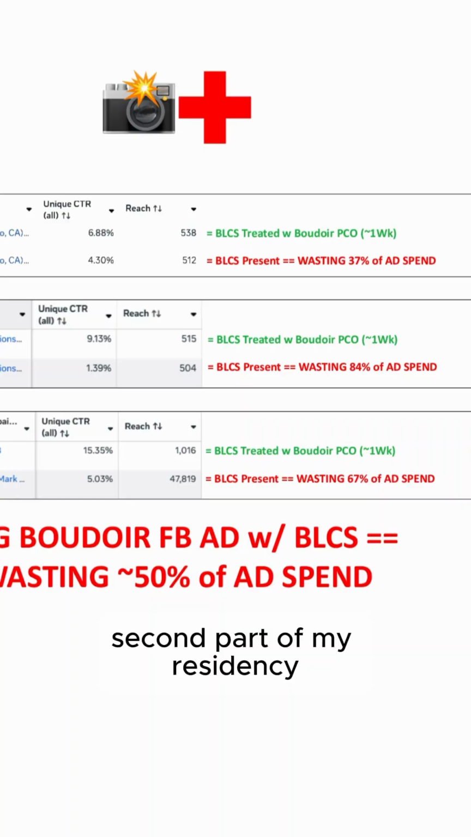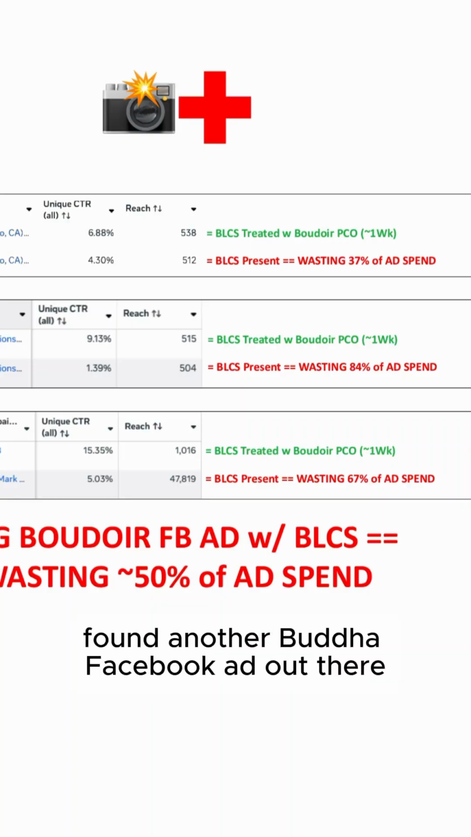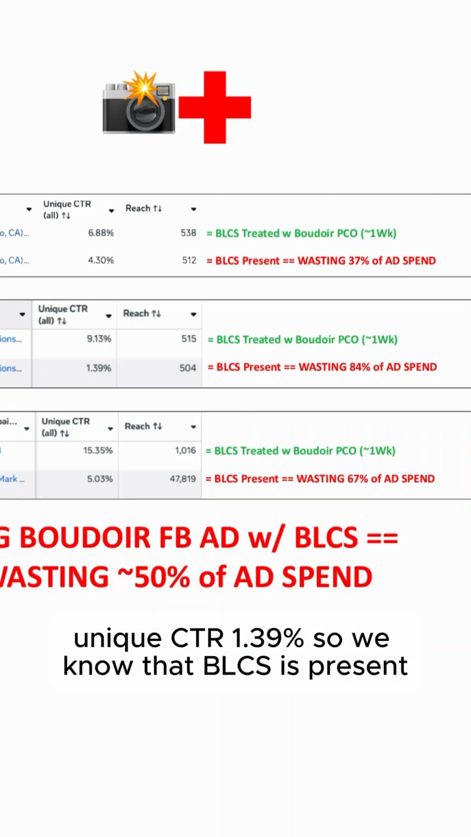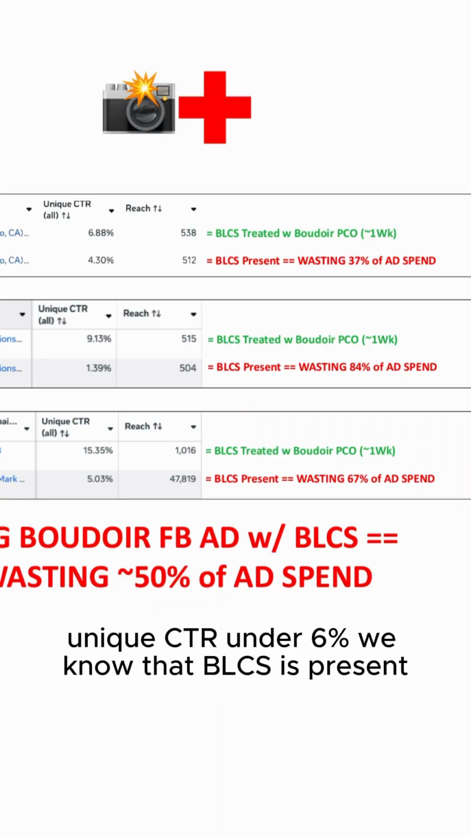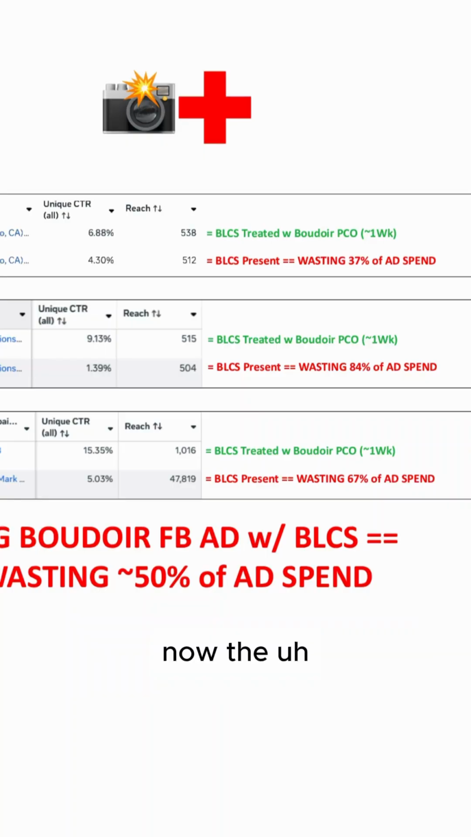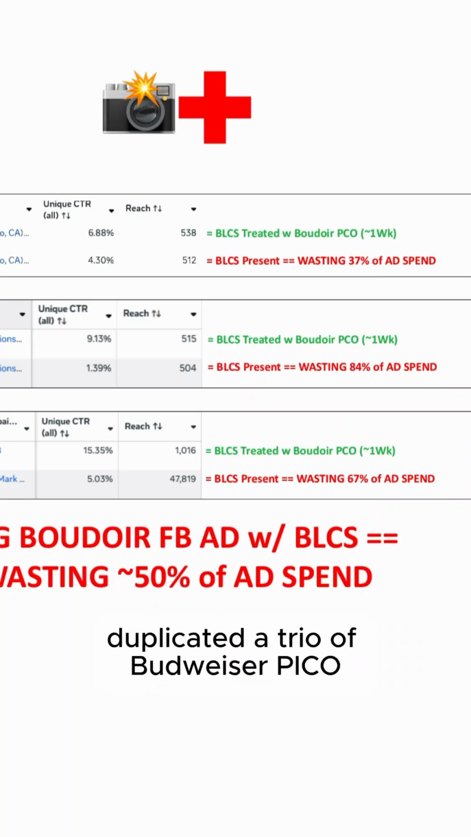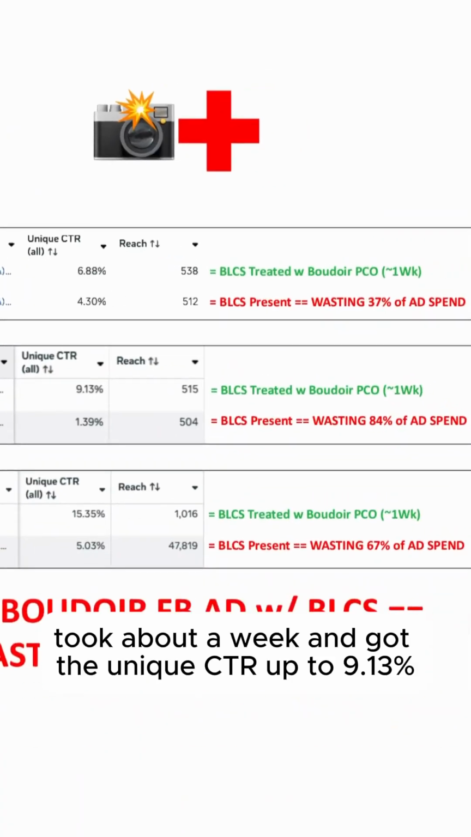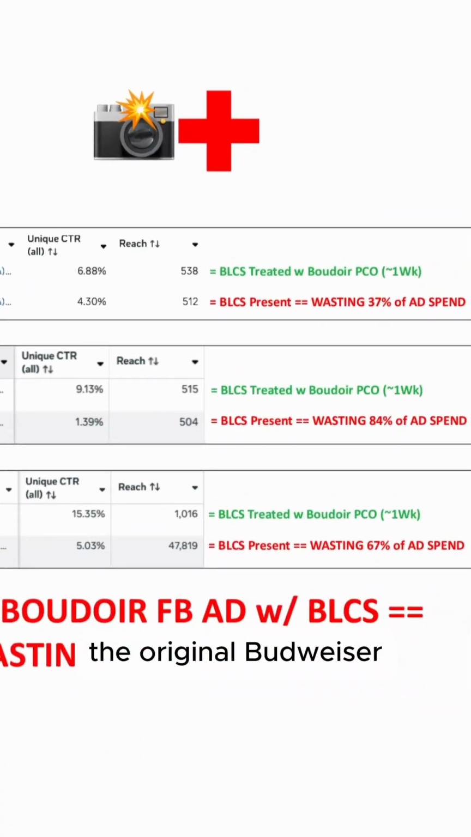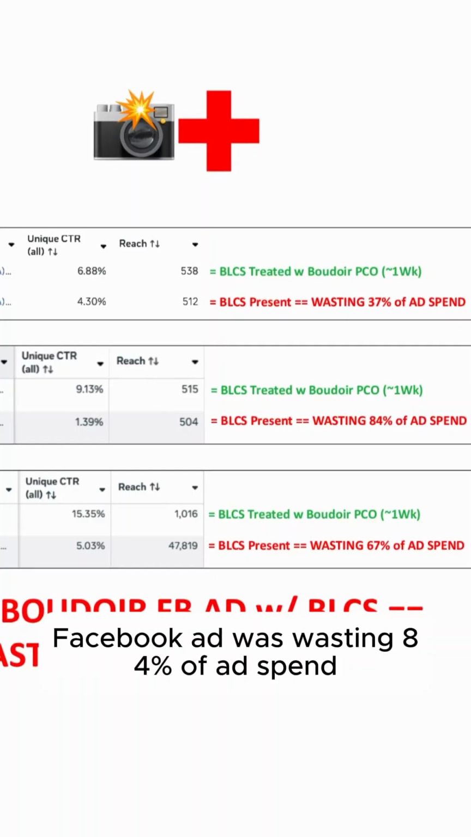Second part of my residency, found another Boudoir Facebook ad out there. Unique CTR 1.39%, under 6%, so we know that BLCS is present. Now we duplicated it, treated with Boudoir Pico, took about a week, and got the unique CTR up to 9.13%. So we found out the original Boudoir Facebook ad was wasting 84% of ad spend.